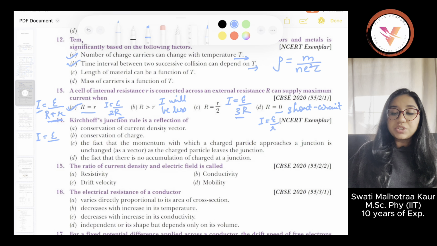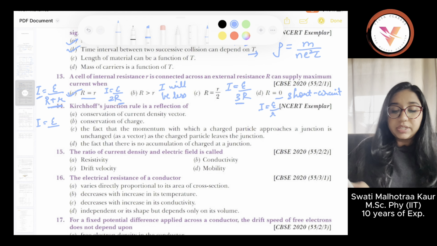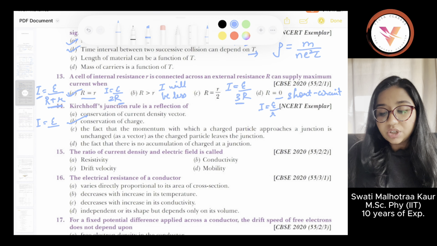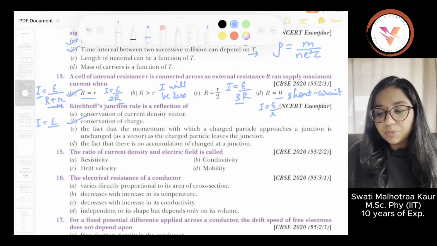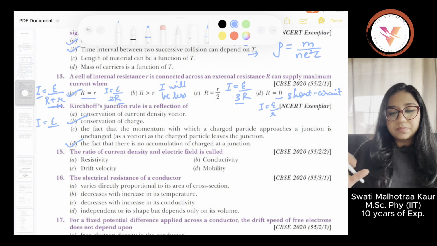Next, Kirchhoff's junction rule is a reflection of conservation of current density vector, conservation of charge. Yes. The fact that the momentum with which a charged particle approaches a junction is unchanged as the charged particle leaves the junction. The fact that there is no accumulation of charge at the junction also. These two are the.